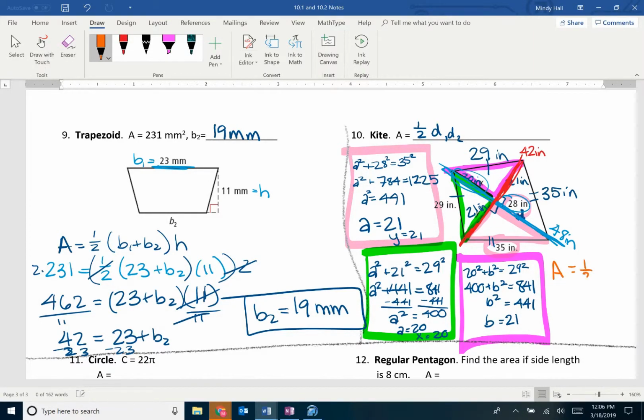area equals 1/2 diagonal 1 times diagonal 2, we'll do 42 times 48. So 42 times 48, and then divide by 2 is 1008. And that is inches squared. Okay.